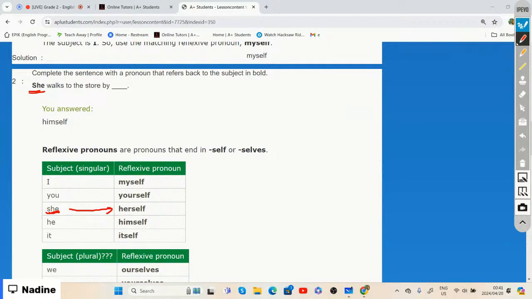All right. So we can say she walks to the store by herself, right? Because that is the reflexive pronoun that refers back to the subject, which is she. So yes, the third option is correct. Well done.